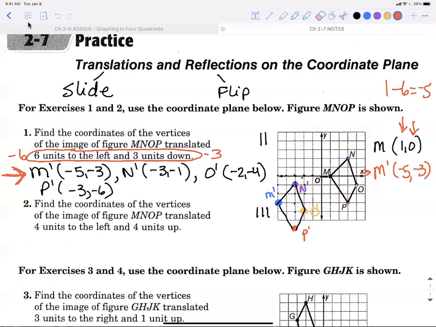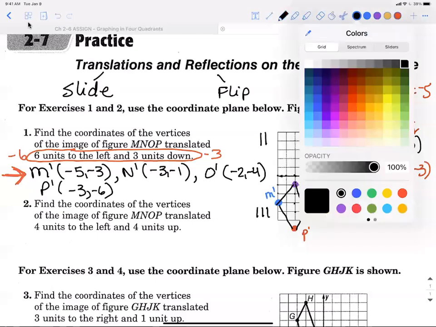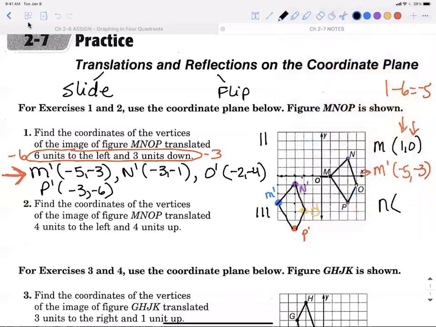So let's look at our original N. I'll do original here in black. Our original N was over 1, 2, 3, up 2. So our original N was +3, +2. That's the coordinate point of N.